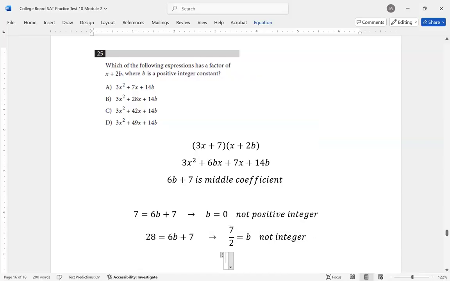Okay, and then you do the same thing for 42. 42 set equal to 6b plus 7. When you subtract 7 from both sides, you get 35. Divide by 6. You'd end up with 35 over 6. 35 over 6 is not an integer either.